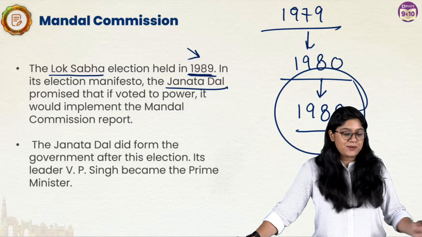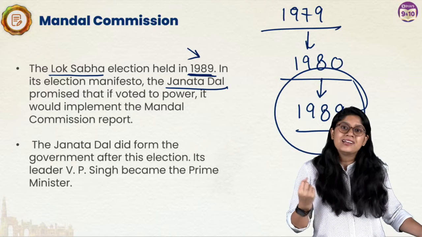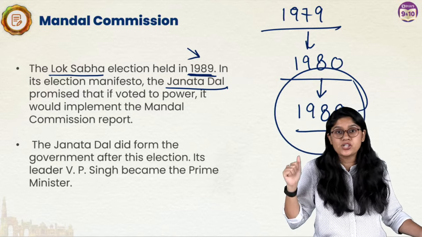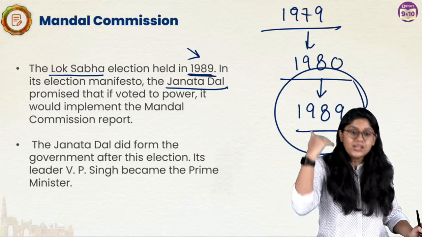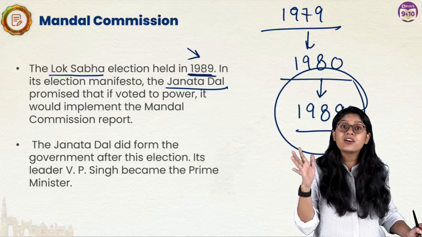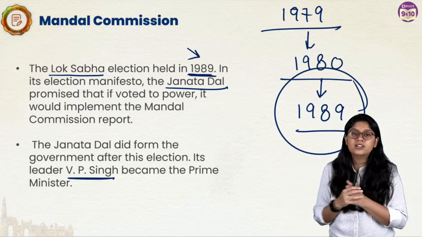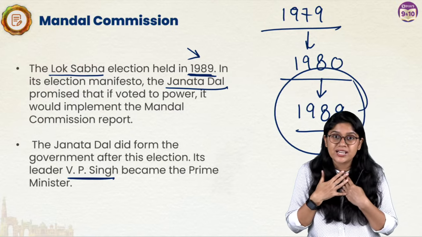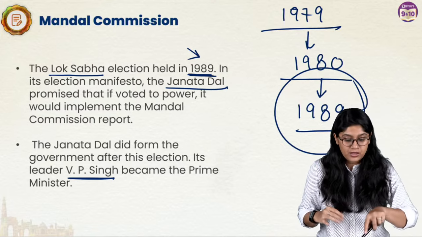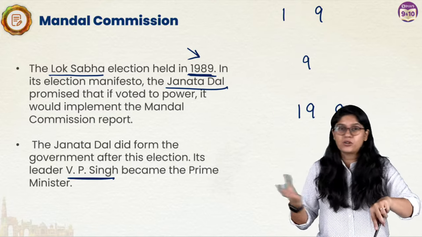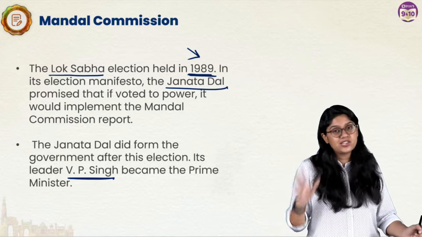Janata Dal Party's president, V.P. Singh, the main leader at that time, said that if we win the election, we will make sure that the Mandal Commission report will come into action. Are we clear? What did V.P. Singh say? He said that if my party wins the election, I will make sure that the Mandal Commission comes into action. Apart from the other promises, he made this promise also.